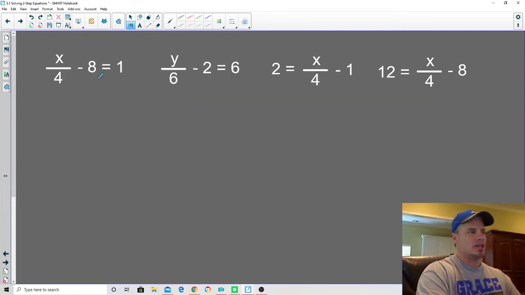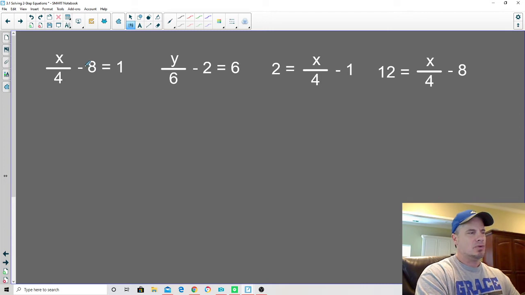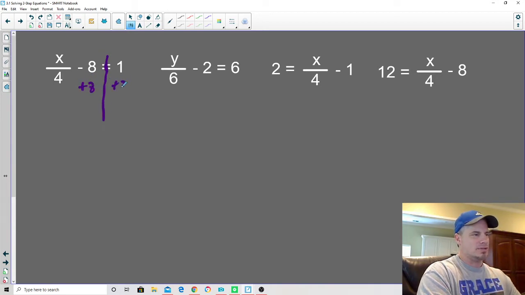Okay, next slide. These obviously are a little different in the fact that we've got x over 4 minus 8 equals 1. This is a little different. But we still want to add or subtract first. So I'm going to draw a little line here. I'm going to add 8 to both sides. When I do that, the 8 goes away. 8 plus 1 is 9.